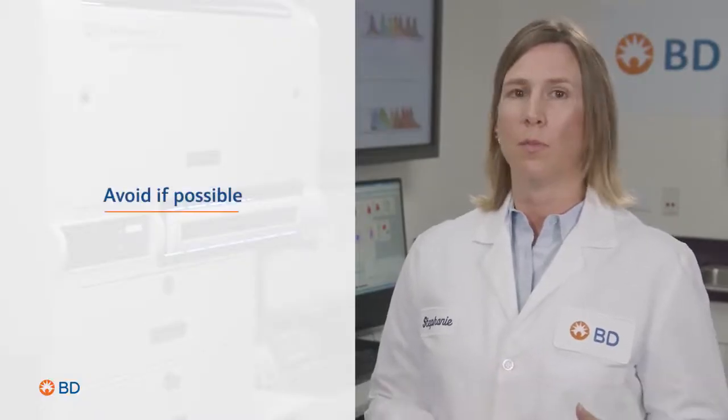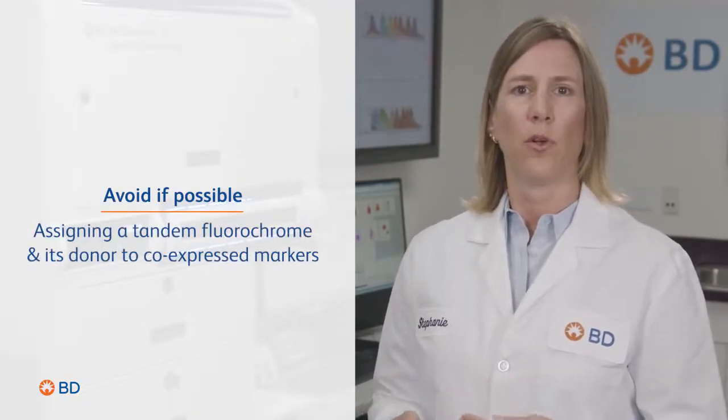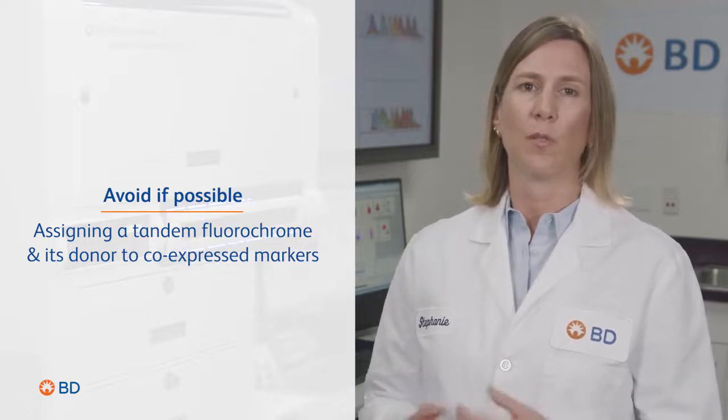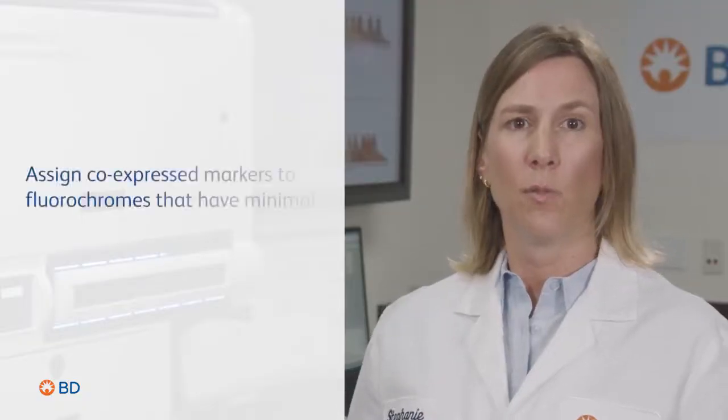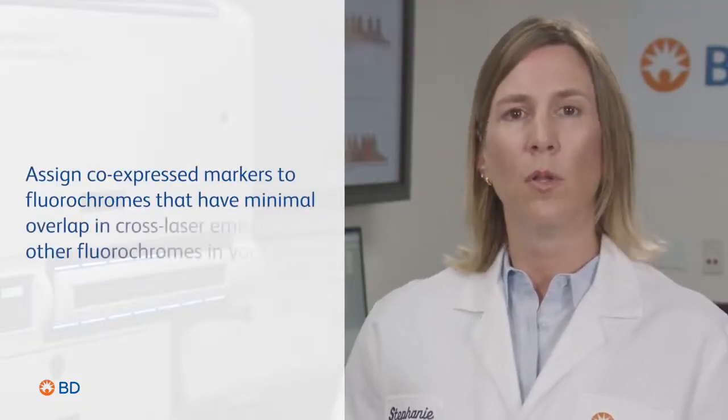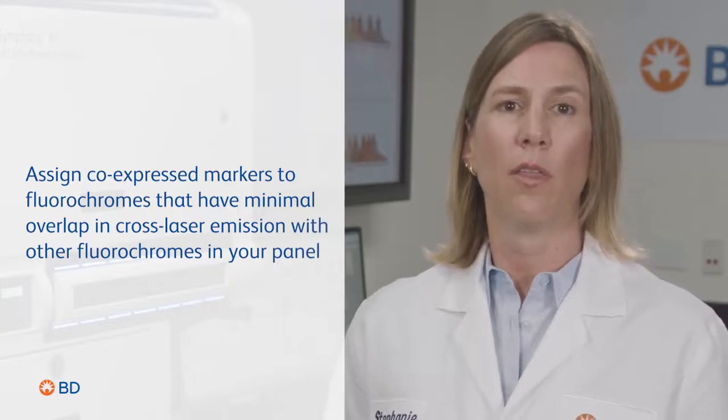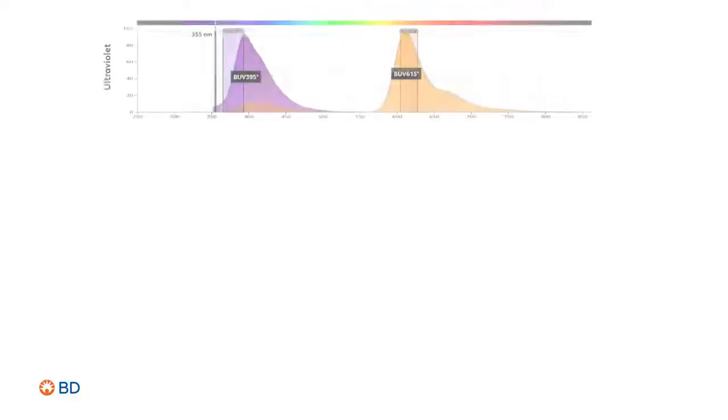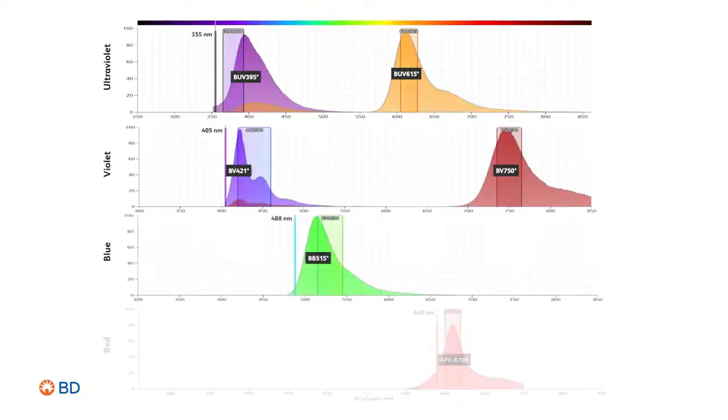To address residual donor fluorescence, avoid, if possible, assigning a tandem fluorochrome and its donor fluorochrome to co-expressed markers. Lastly, to address spillover due to cross-laser excitation, assign co-expressed markers to fluorochromes that have minimal overlap in cross-laser emission with other fluorochromes in your panel. Here you can see fluorochromes with minimal cross-laser spillover.